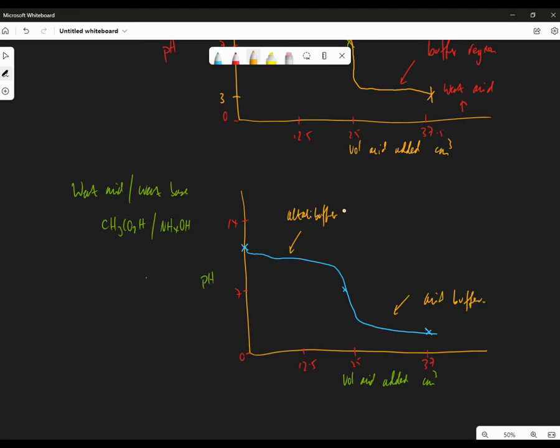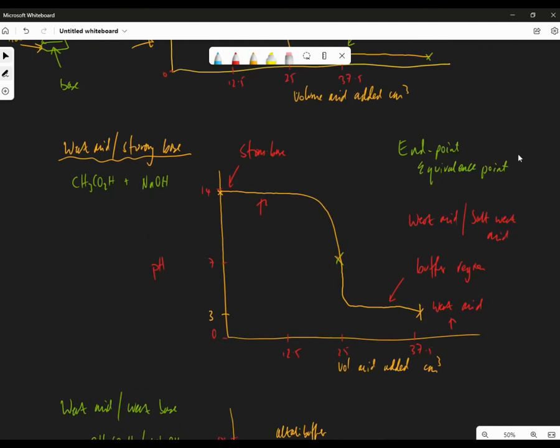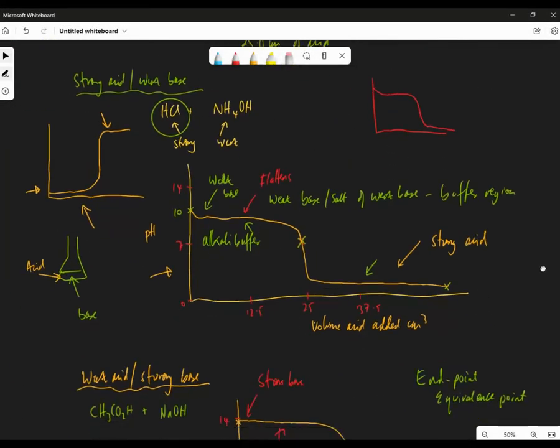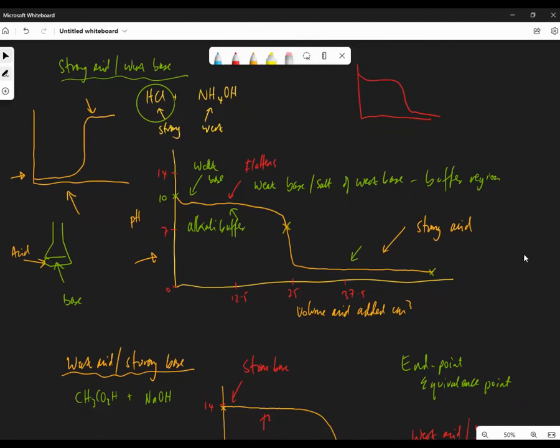Okay. Now, something I've just remembered I didn't tell you, which indicators to use. Let's go to the top one. Now, the first one, you can use any indicator really, anything that changes between 11 and 2. This one, now, this is strong acid, weak base. This one, you want an indicator that changes in this region. So let's say between 9 and 3, something like that.